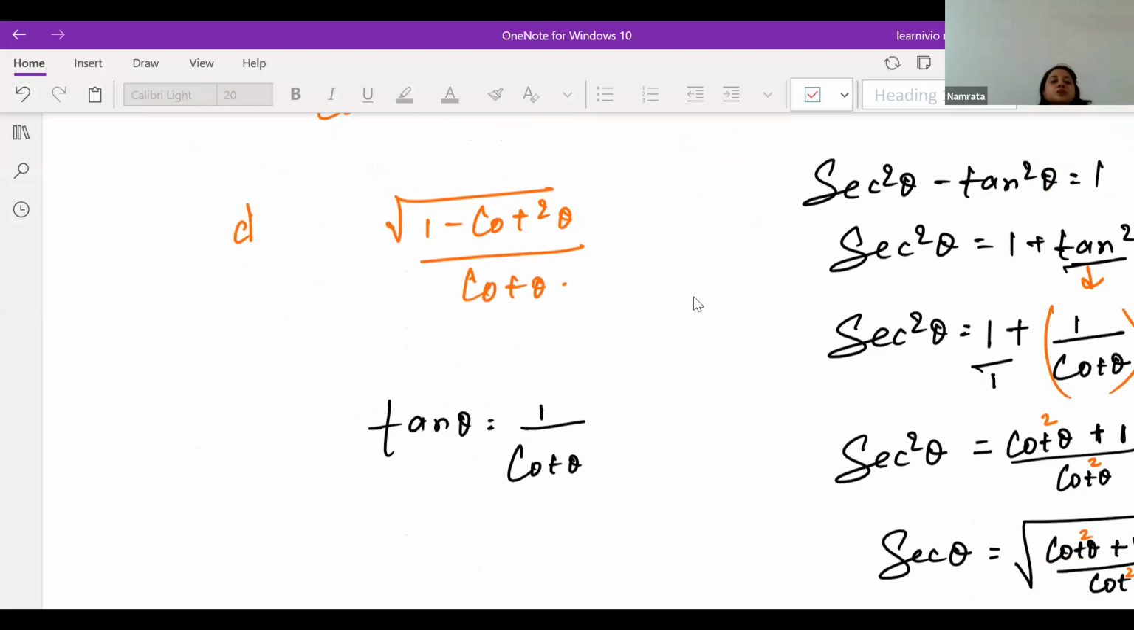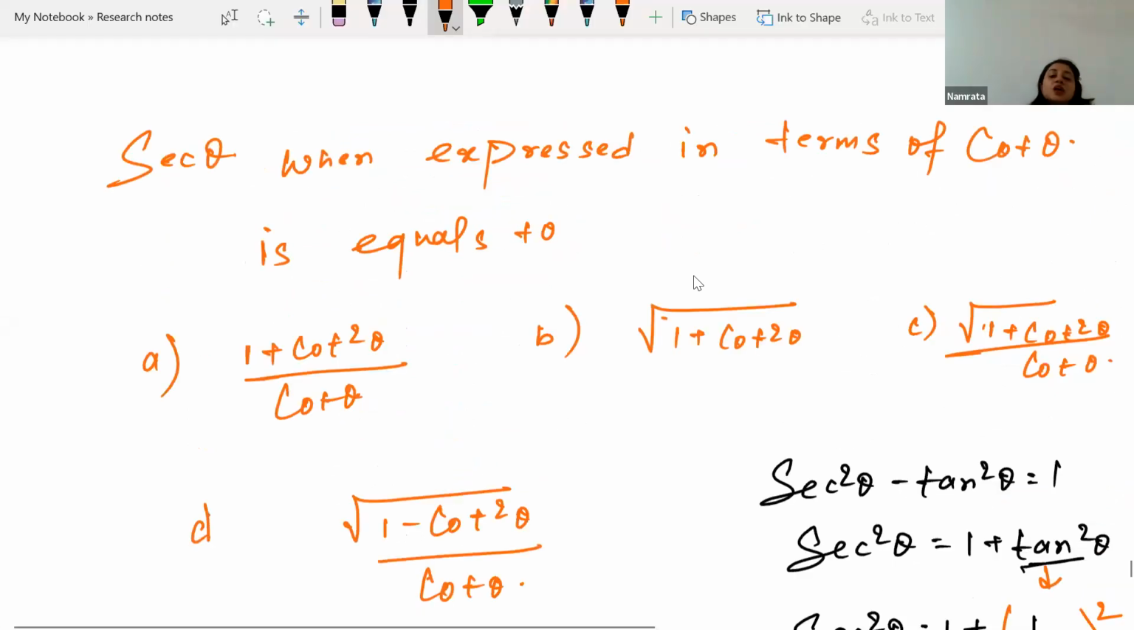Okay, so this is how we will be solving it. Since we have to express sec in terms of cot, the best possible approach is to use the identity which relates sec and tan. So we will use that identity and then go from tan to cot, and that's how we will convert sec theta in terms of cot theta. Option number C we have got from here.